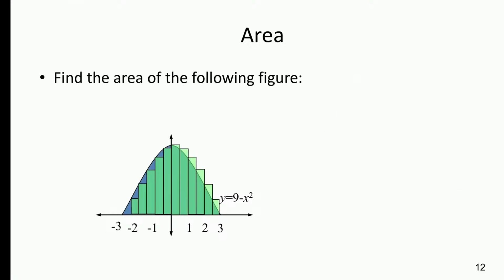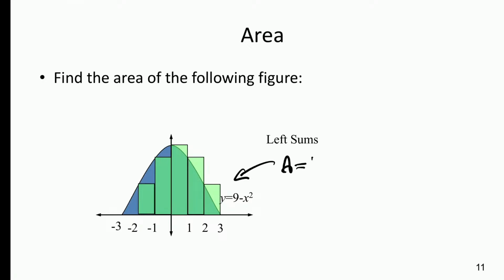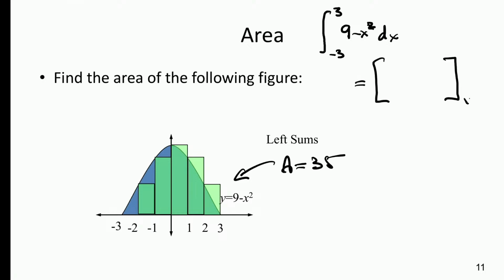You remember back here, where was my left sums? Left sums, we did this. We got the area. The area was 35, was it not? It was. So let's actually do this using what you learned at the end of calculus. And that was that you could just do an antiderivative, 9 minus x squared dx. And you did something probably like this.